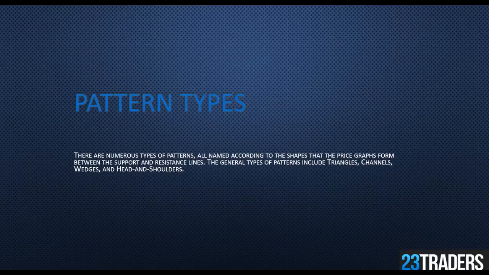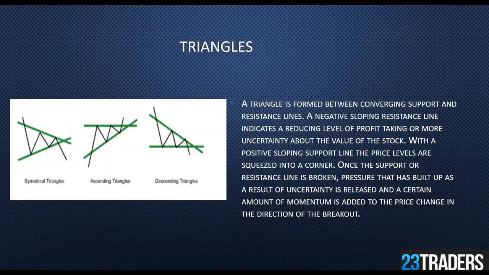There are numerous types of patterns, all named according to the shape that the price graph forms between the support and resistance lines. The general types of patterns include triangles, channels, wedges, and head and shoulders. When these patterns develop, it's telling the trader that there should be a specific market reaction. Whether it's a market reaction up or down, we don't know, but it tells us one is about to happen. And then when it does react, it tells us what we can then expect of that pattern.